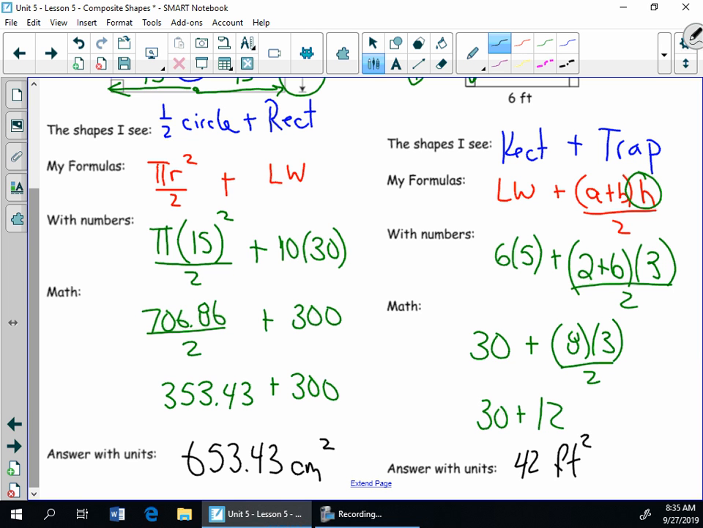Okay. Again, as I said, you can pick any shapes you want to. Try and pick the least number of shapes, and probably the easiest number of shapes that you can actually work with. I liked the rectangle take away a triangle. It looked pretty nice to me.